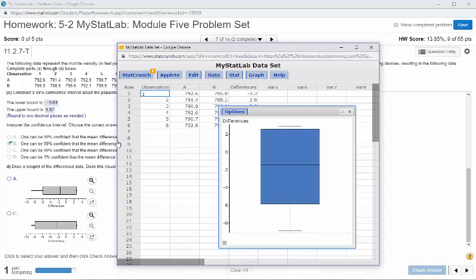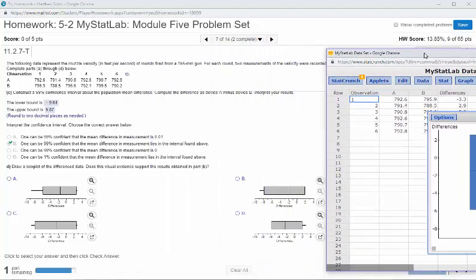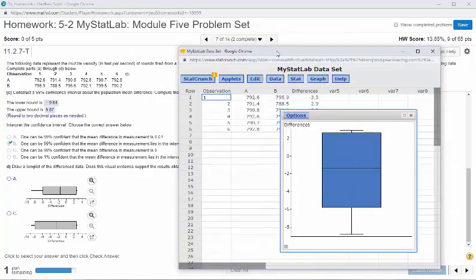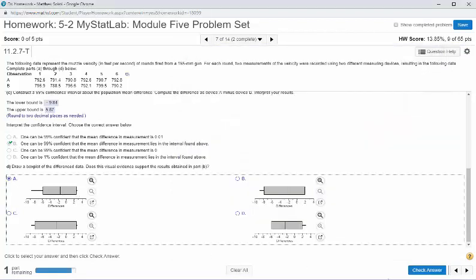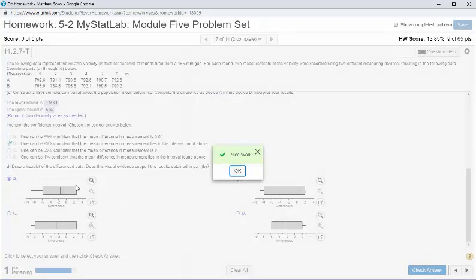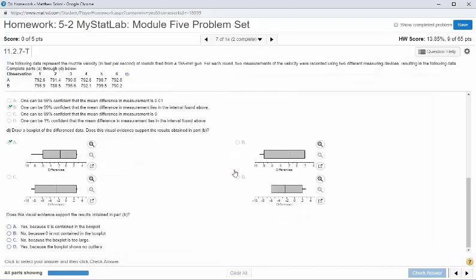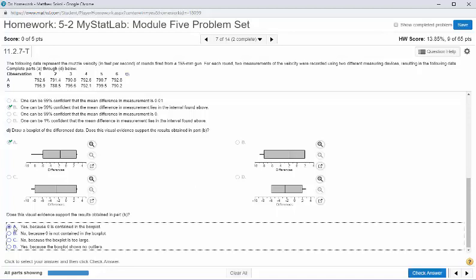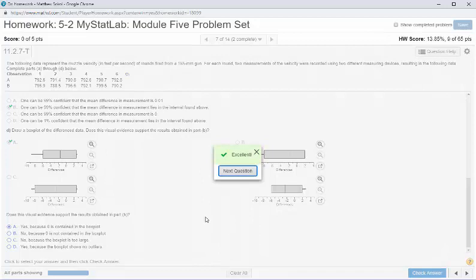So you have to be careful because you'll notice over here, none of them really do a good job looking exactly like it. But you can see you have a tail that shoots off to the negative and a tail over the positives like this. So this right here is what the box plot of the differences would look like. All right, so does the visual evidence support the results obtained in part B? The answer is yes, because 0 is contained in that box plot. Just like that. So as you can see, StatCrunch did almost all of this for us.